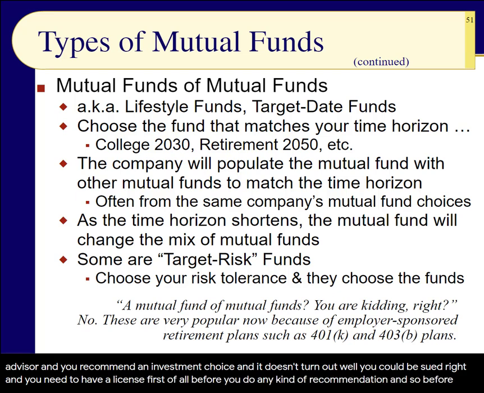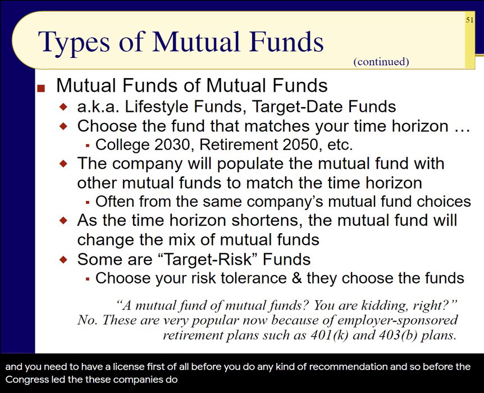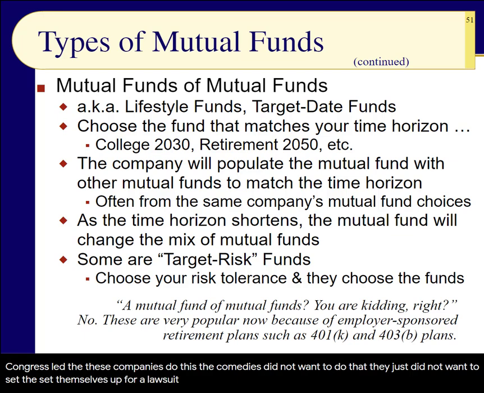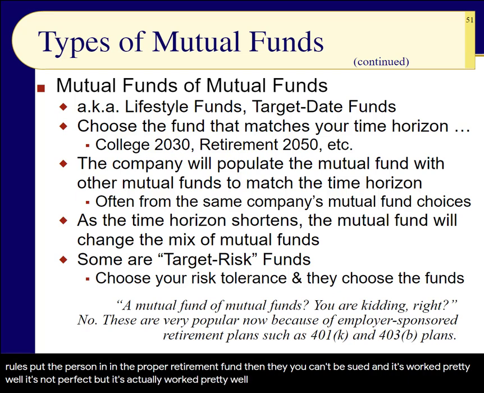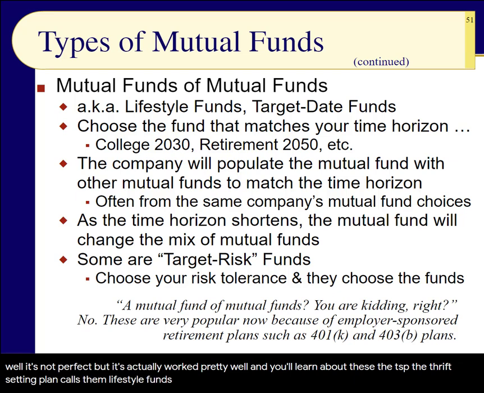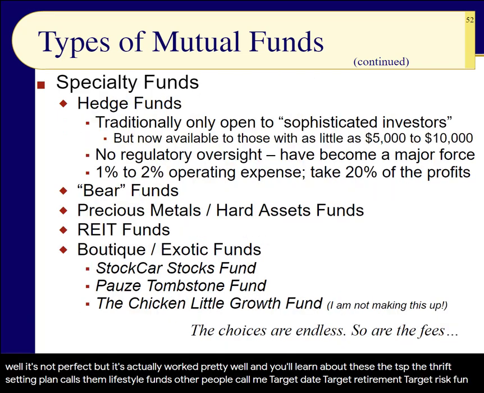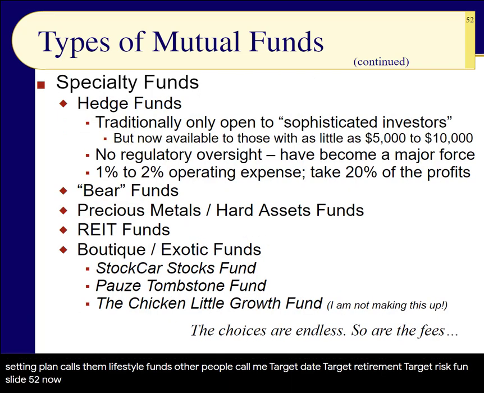And you need to have a license, first of all, before you do any kind of recommendation. And so before the Congress let these companies do this, the companies did not want to do that. They just did not want to set themselves up for a lawsuit. But now the Congress basically says, as long as you follow these rules, put the person in the proper retirement fund, then you can't be sued. And it's worked pretty well. It's not perfect, but it's actually worked pretty well. And you'll learn about these. The TSP, the Thrift Saving Plan, calls them lifestyle funds. Other people call them target date, target retirement, target risk fund.